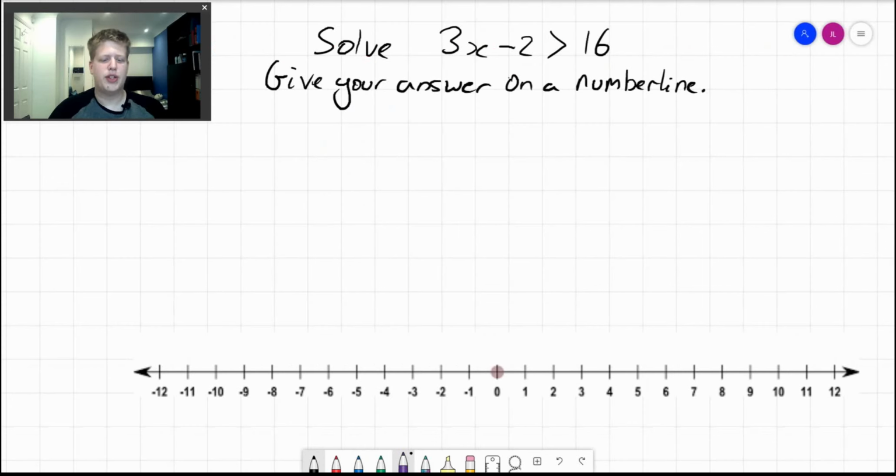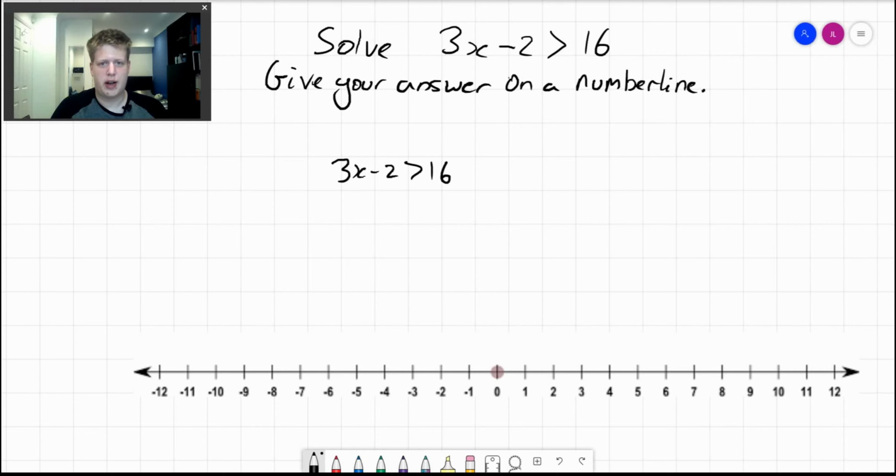Now we know how to do that, we're going to look at solving inequalities. The way you solve inequalities is almost identical to the way that you solve regular equations, but there's just a different sign there. So let's give this a go. We want to solve 3x minus 2 is greater than 16. We want to find out what x is greater than. So we're going to write this out. 3x minus 2 is greater than 16.